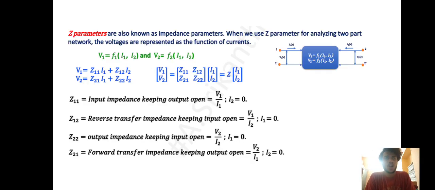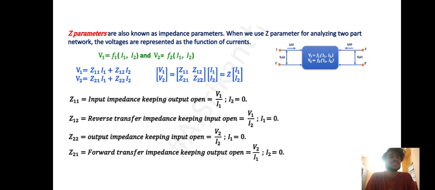Z parameters are also known as impedance parameters. When we use Z parameters for analyzing a two-port network, the voltages are represented as a function of currents. V1 equals F1 of I1, I2, and V2 equals F2 of I1, I2, where V1 equals Z11 I1 plus Z12 I2, and V2 equals Z21 I1 plus Z22 I2. In matrix form, [V1 V2] equals [Z11 Z12; Z21 Z22] times [I1 I2], equals Z times [I1 I2].